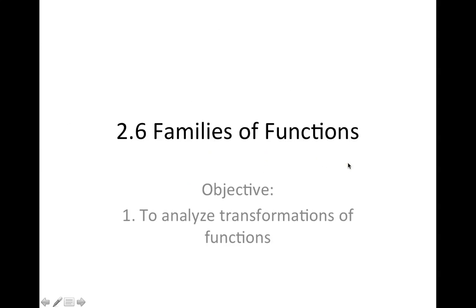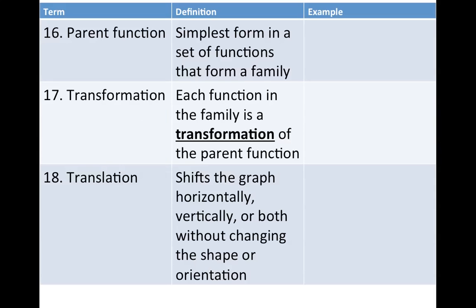Like I said, we're moving on to 2.6, families of functions. We're going to be moving our graphs up and down, left and right. The parent function is the simplest form in a set of functions that form a family. Transformation: each function in the family is a transformation of the parent function, meaning we're going to be moving it up, down, left, or right, shrinking it, stretching it. A translation is one of the transformations we can do. It shifts the graph horizontally, vertically, or both without changing the shape or orientation.